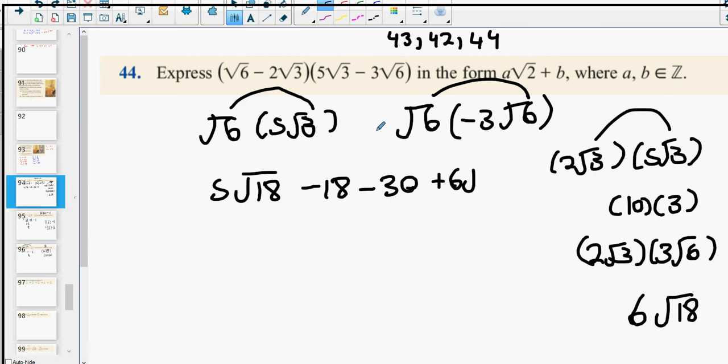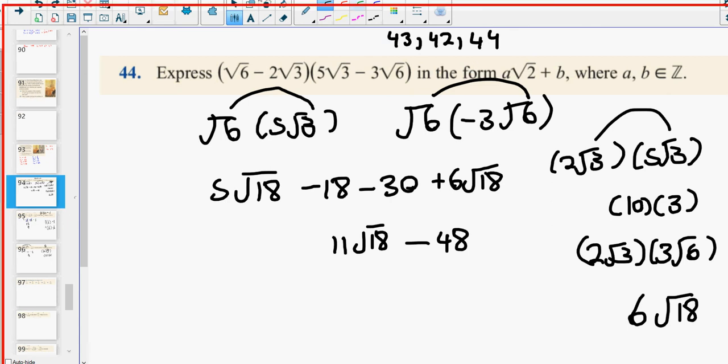Now we're going to just chill out for a second. We're going to figure out what is going on here. Well, I see the 18 and the 30. That will make minus 48. 5 plus 6. 5 plus 6 is 11 root 18. That's a plus.